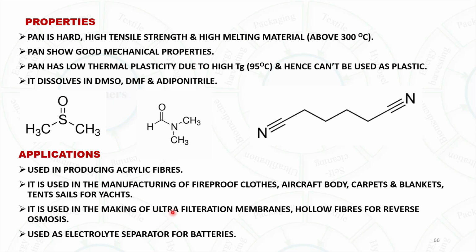Third, it is used in the making of ultrafiltration membranes. So these ultrafiltration membranes are basically used in water purifier systems. They work like reverse osmosis. Okay, so remember this point. PAN is used in the making of the ultrafiltration membrane. Hollow fibers are also made for reverse osmosis, and it is used as an electrolyte separator for batteries.